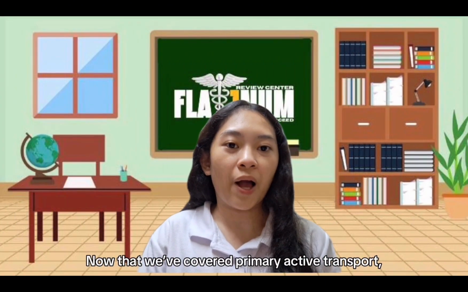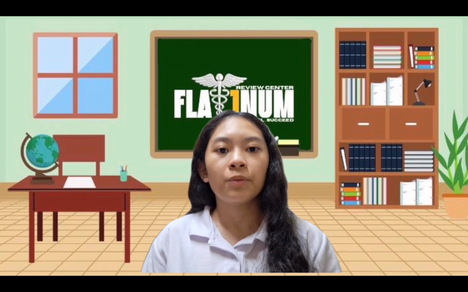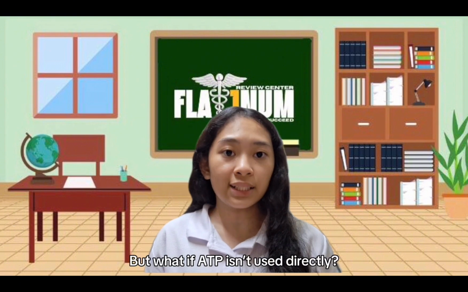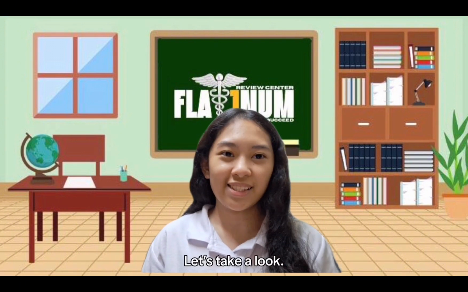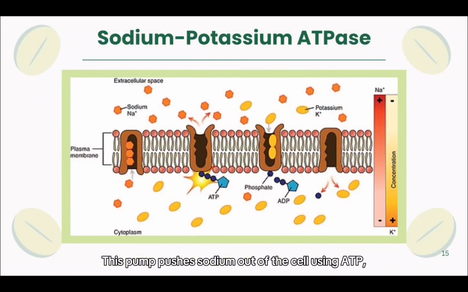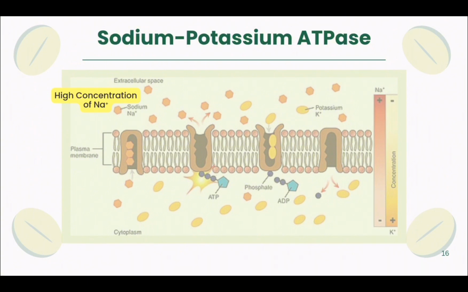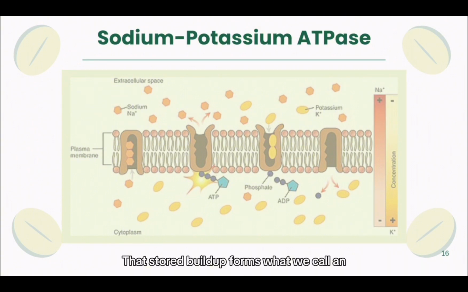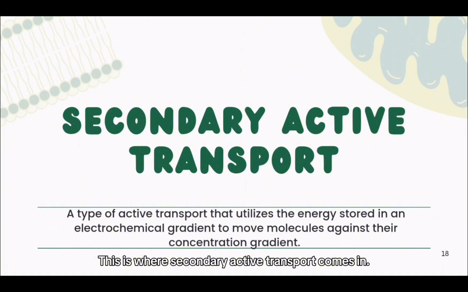Now that we've covered primary active transport, we've seen how it uses ATP directly, like the sodium-potassium pump. But what if ATP isn't used directly? Can the cells still move substances against their gradient? Let's take a look. This pump pushes sodium out of the cell using ATP, creating a high concentration of sodium outside. That stored buildup forms what we call an electrochemical gradient, which contains potential energy. This is where secondary active transport comes in.